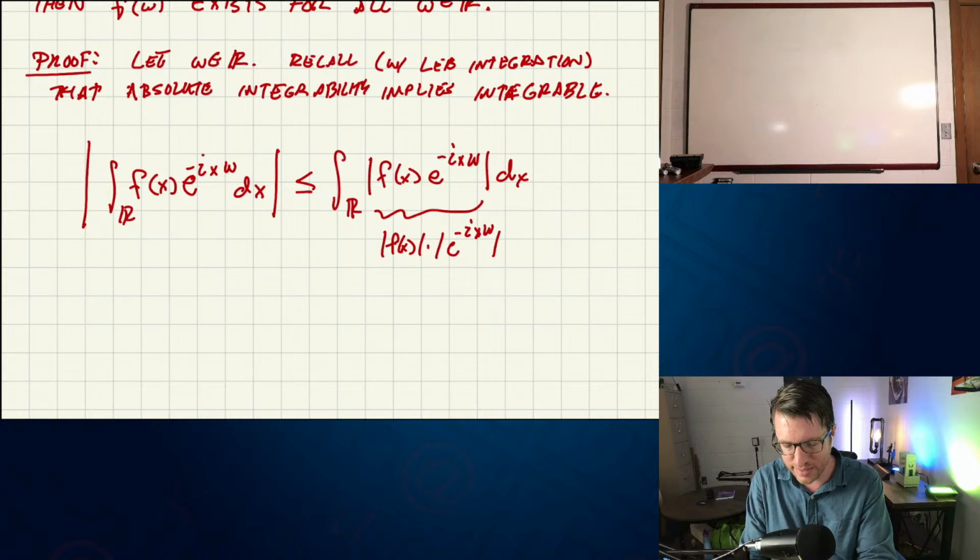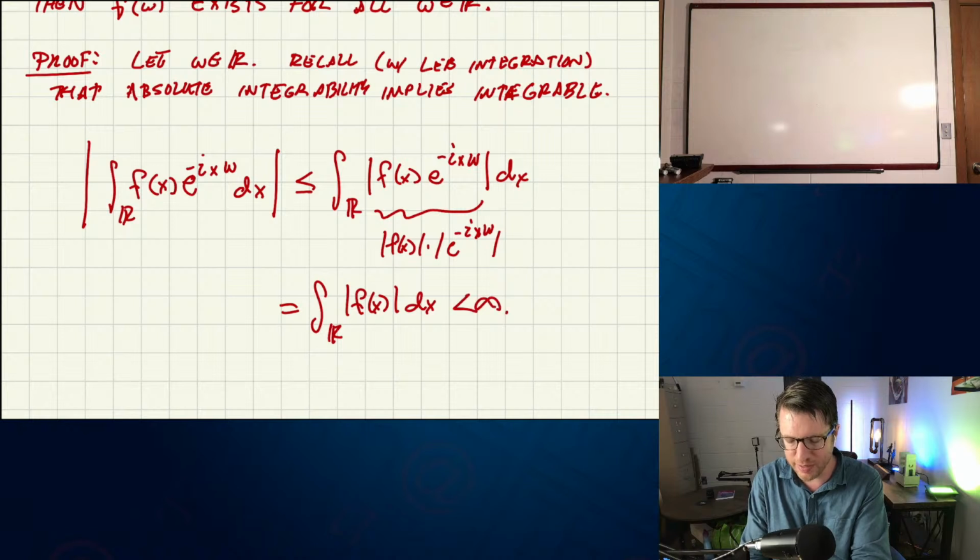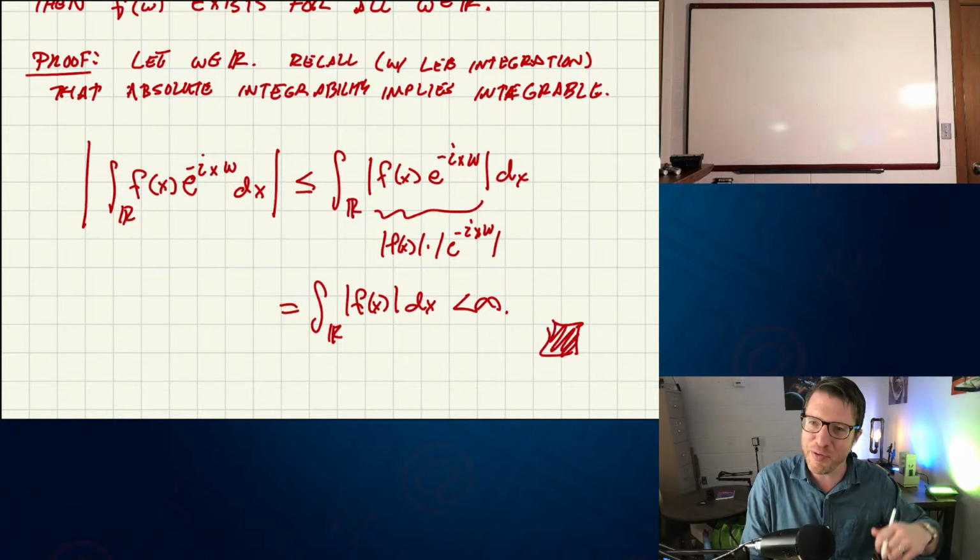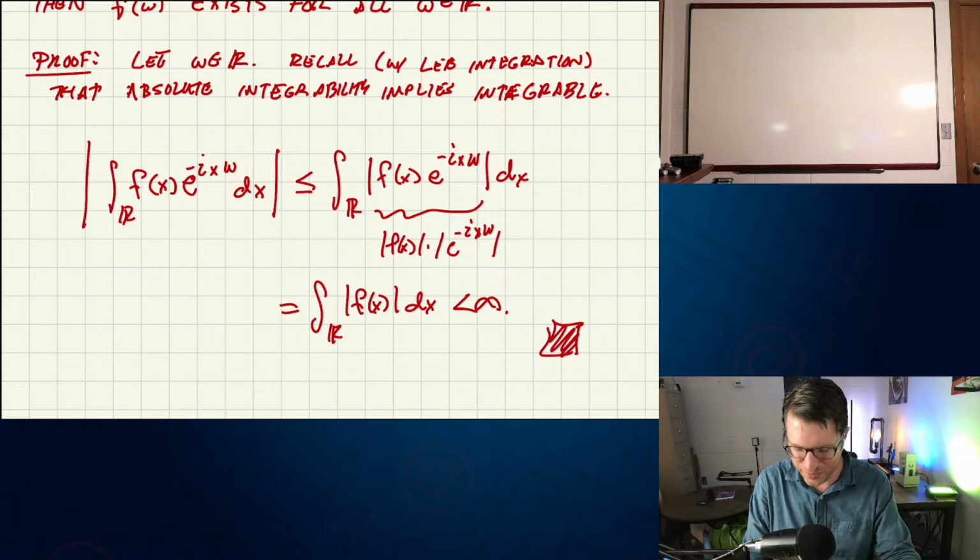And the absolute value of e to the minus i x w is 1. So that is going to give us that this is equal to the integral over R of the absolute value of f of x dx, which we know by definition is less than infinity. So there we go, we have integrability. And thank you to everybody who stayed through that short little proof.